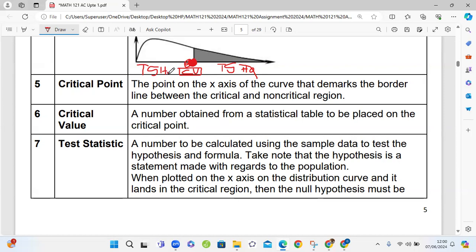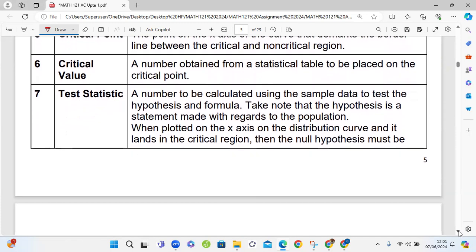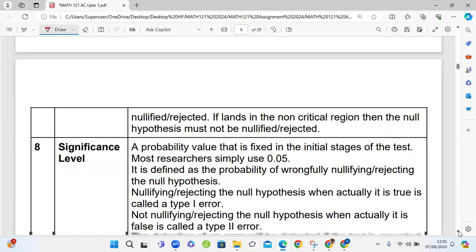Okay? I repeat, if the test statistic lands in the critical region, you reject HO, the null hypothesis. But if the test statistic lands in the non-rejection region, you keep HO. You do not reject it. Okay? So these are some very important terms that you need to add to your vocabulary.